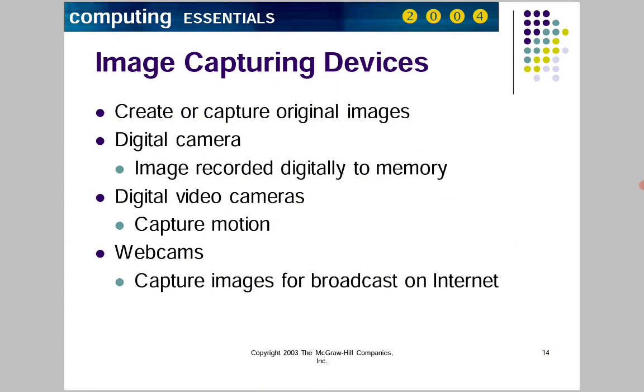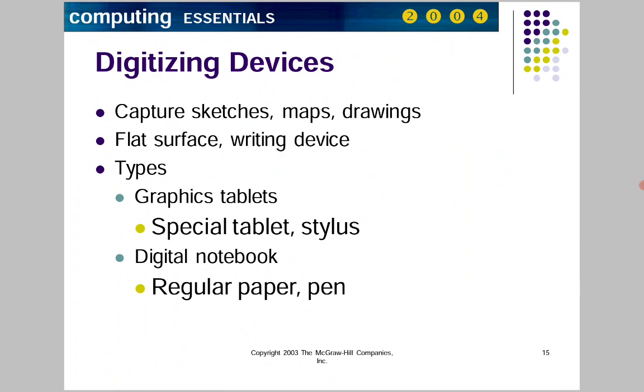Image capturing devices. Another type of standard input devices are image capturing devices. What do image capturing devices mean? They create or capture original images: digital cameras, with images recorded digitally to a memory; digital video cameras; motion capture cameras or webcams, which capture images for posters on the internet. All these are image capturing devices. Digitalizing devices are also there.